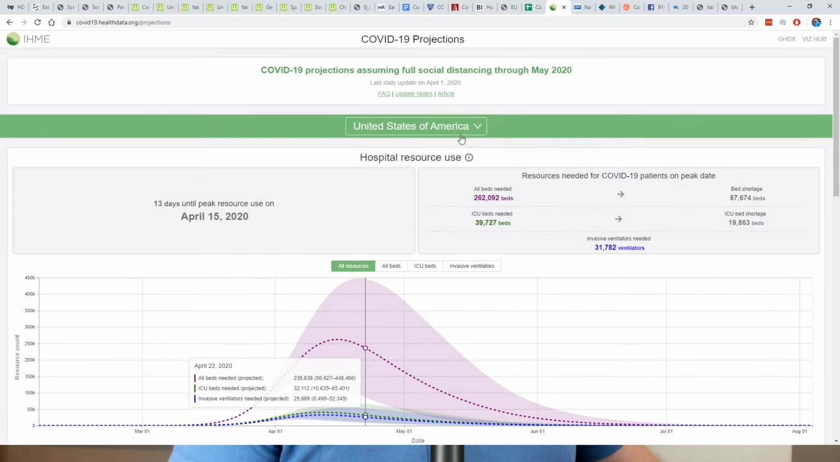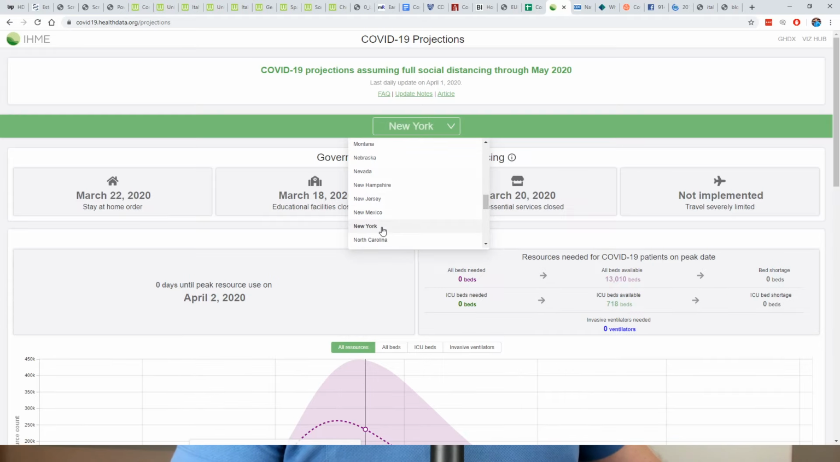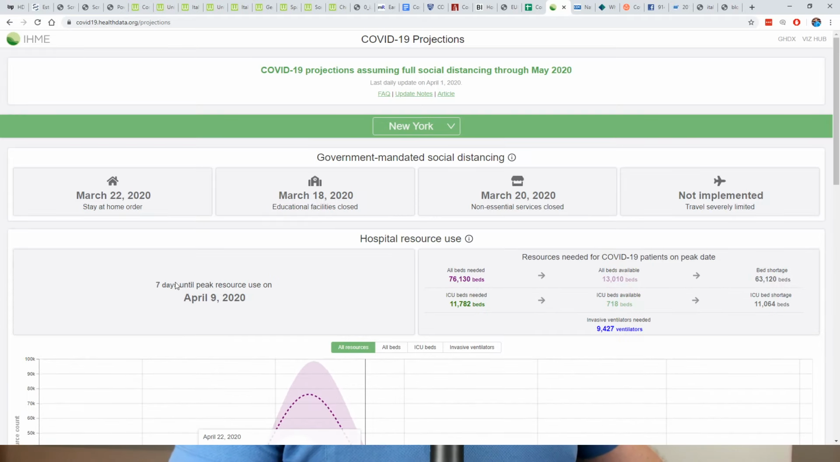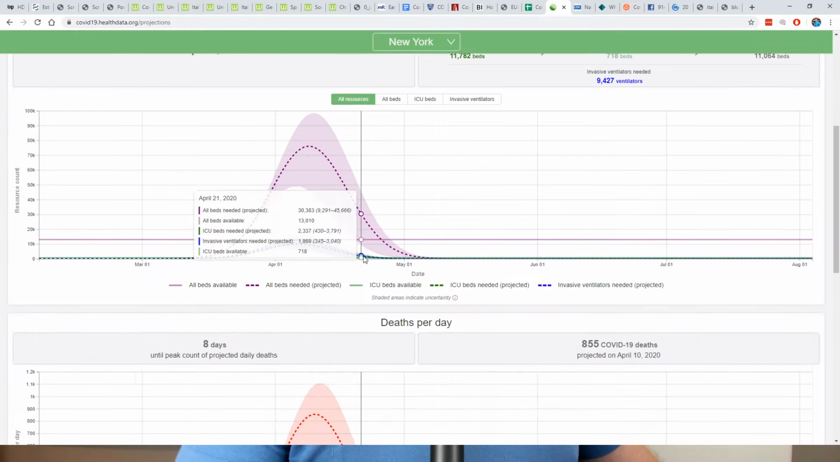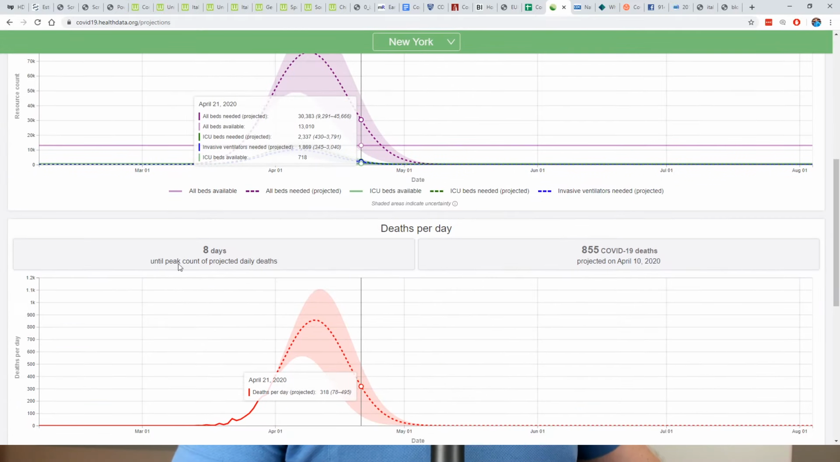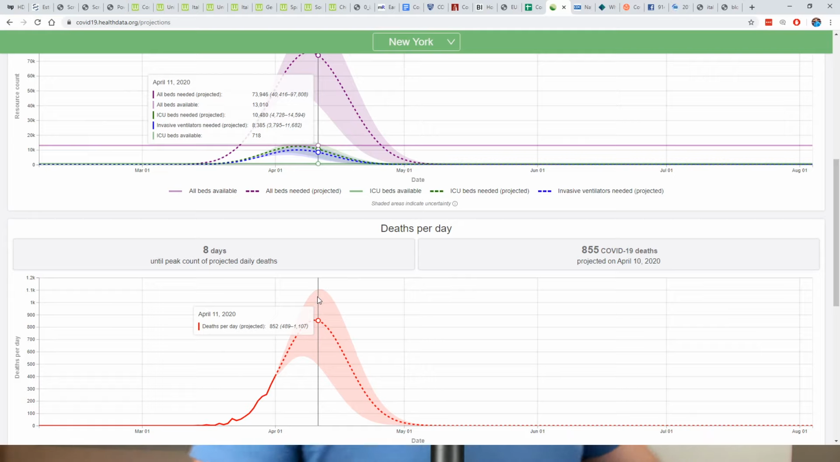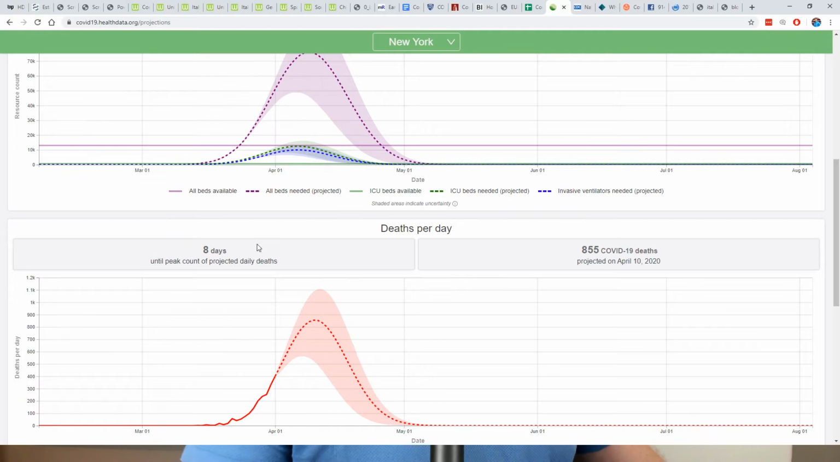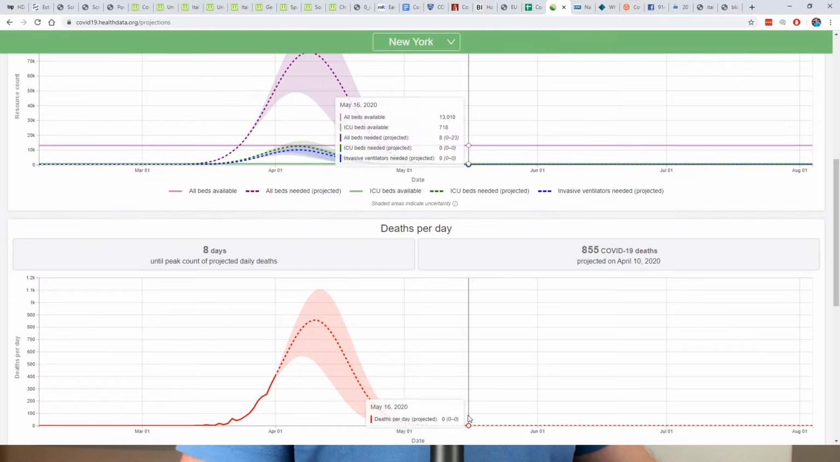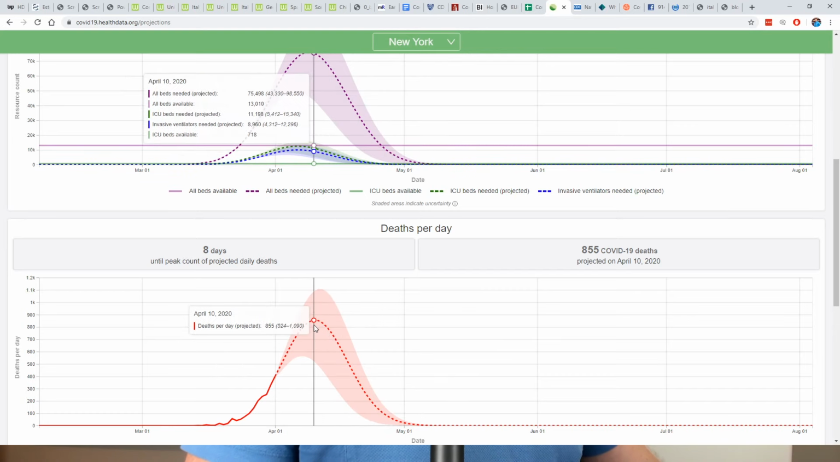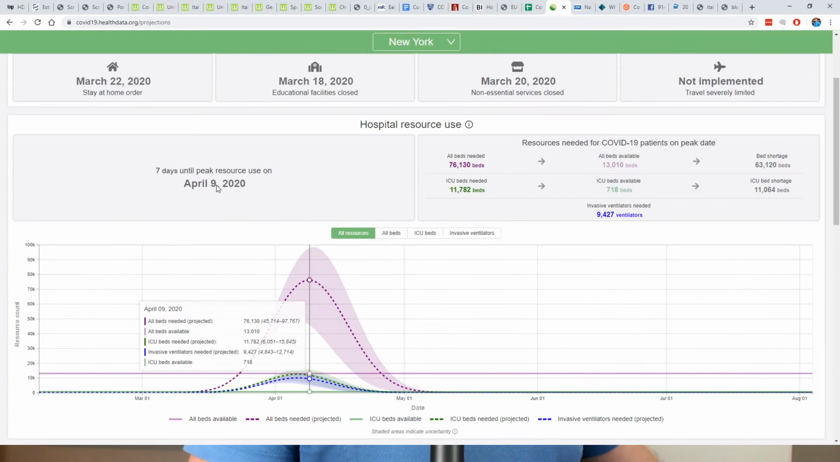So this is a really good thing to look at here. And the cool thing about this is you can do it per state, right? So check this out. Look at New York. Go down to New York. April 9th, and this is until peak resources are used. You can go to deaths right here. 8 days. So they're thinking 8 days. They're thinking April 11th they'll be at the top here, deaths. So they're on the downward side here on April 11th. And then this is their peak usage, April 9th.